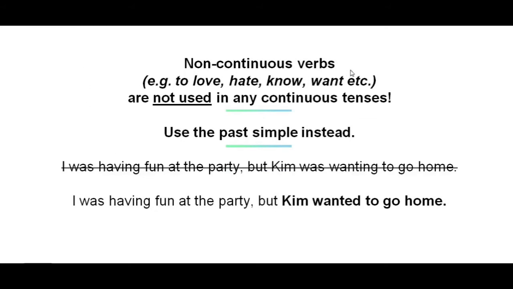Now, non-continuous verbs such as to love, hate, know, want, etc. are not used in any continuous tenses. Make sure to use the past simple instead. Have a look at the examples below. I was having fun at the party, but Kim was wanting to go home. Now this sentence would be incorrect because we cannot use want in a continuous tense. The correct form would be: I was having fun at the party, but Kim wanted to go home.